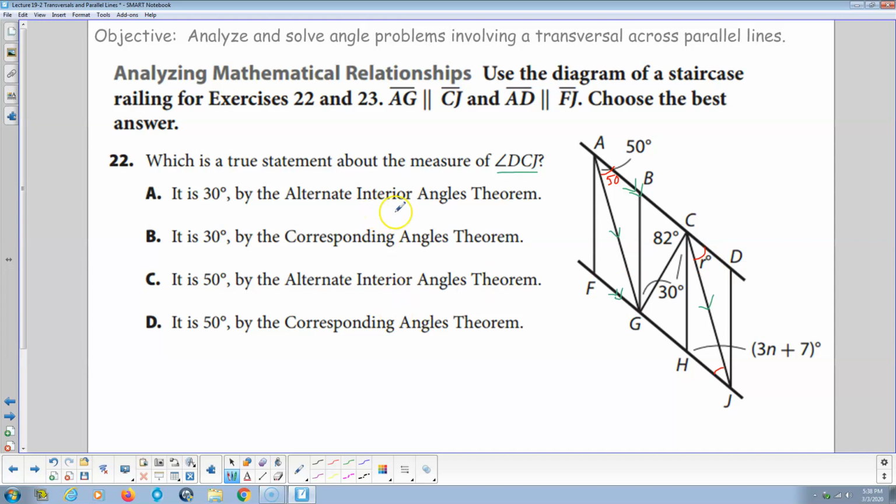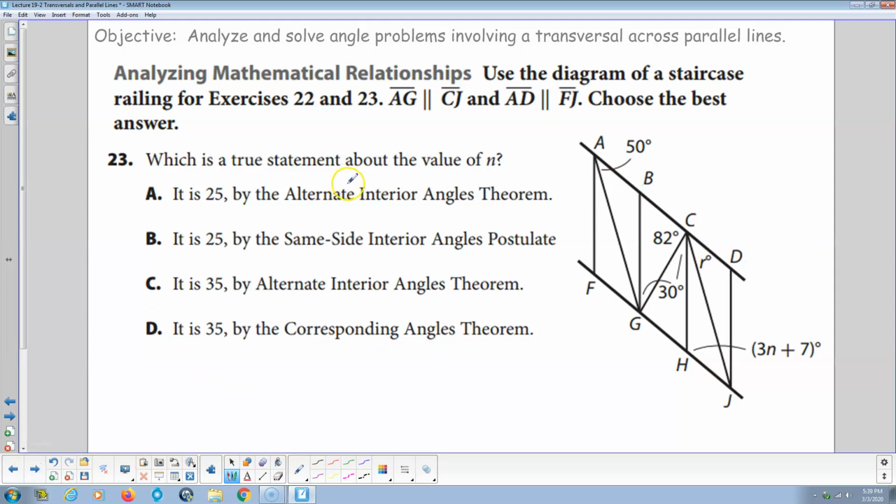So, answer D. That angle DCJ, it's 50 degrees by the corresponding angles theorem, because angle DCJ and angle BAG are corresponding. So, a transversal that cuts parallel lines, boom. The corresponding angle theorem says they have to be congruent.